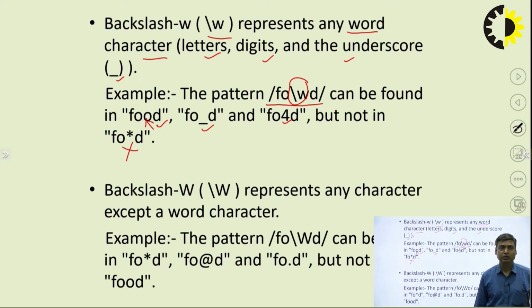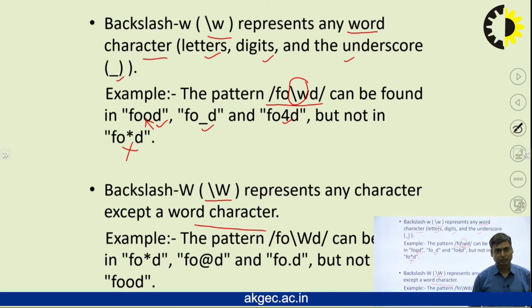In case you are using backslash lowercase w, small w, now just the reverse of this one. If you are using backslash capital W, what is its meaning? Just the reverse of the small w. It represents any character except the word character. Meaning word characters are not permitted now, but any other characters are permitted. What are the word characters? That is letters, digits and underscore. So just making the reverse of small w, just put the capital W in this pattern.